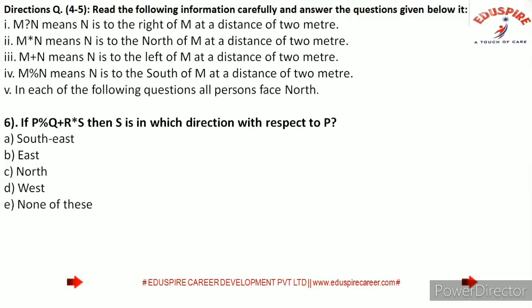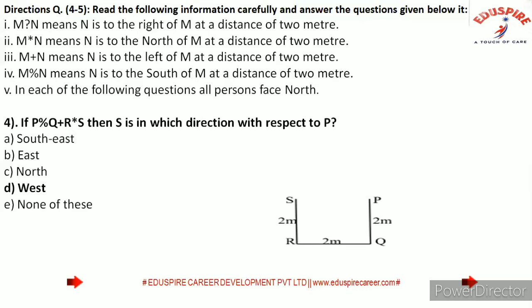So we need to calculate this one, P % Q + R * S. If we consider P % Q, that means we can easily identify, like, M % N means N is to the south of M at a distance of 2 meters. Similarly, P % Q means Q is to the south of P at a distance of 2 meters.